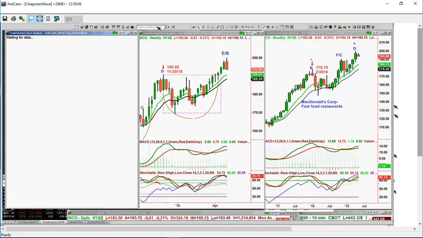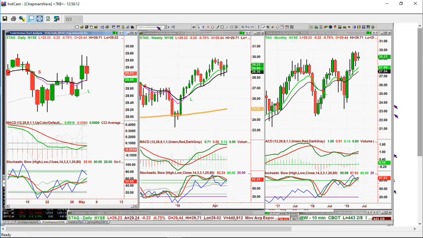STAG, Stag Industrial Inc., a REIT. This is a really good-looking chart on the monthly. The weekly is just in a digestive phase, but very strong leg. Peak B, I think it's going to go. It's at 29.23, down 22 cents right now. STAG is the symbol. I like it, so let's put it in a like category. Good strong stock, I prefer to give it just a little bit more downward move, or buy it on a rally. So I do like it, yes.